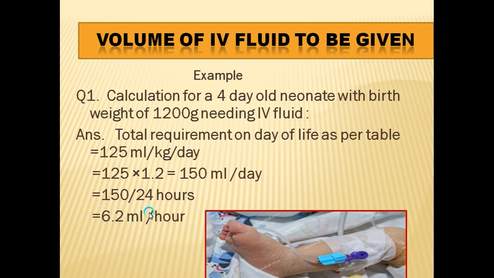That will give you per hour, and we know that whatever ml per hour is given, that much drops will be there in 1 minute. Okay, suppose your answer is 6.2 ml, but I can count drops either 6 or 7. I cannot count drops 6.2, 6.3, that part I cannot do because I can count only drops.